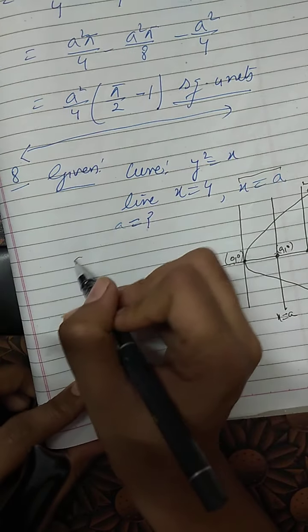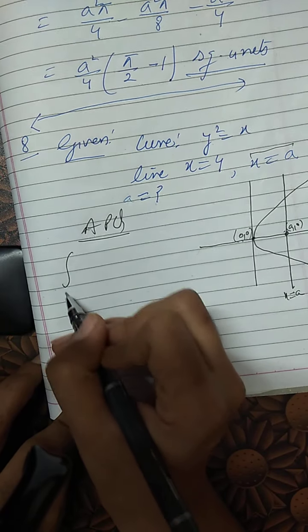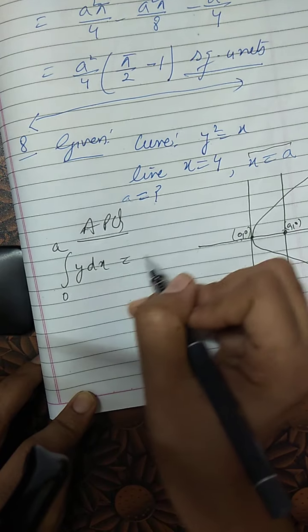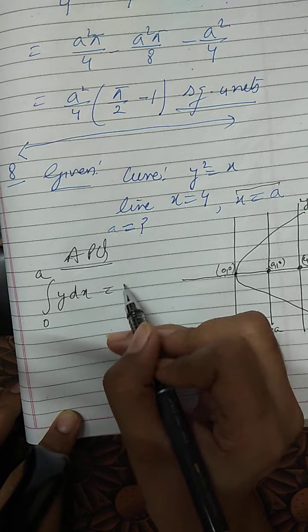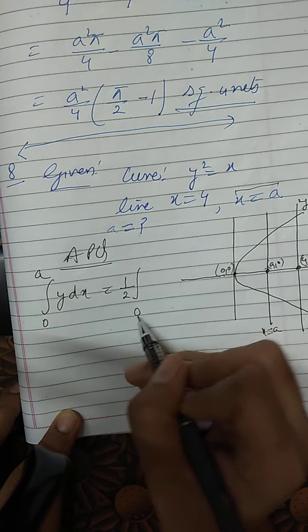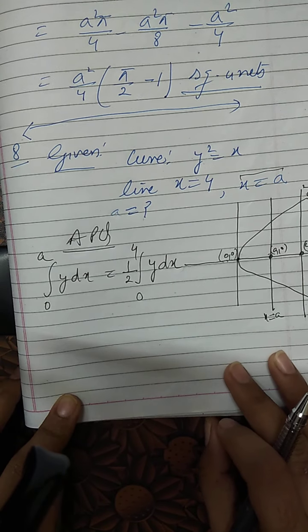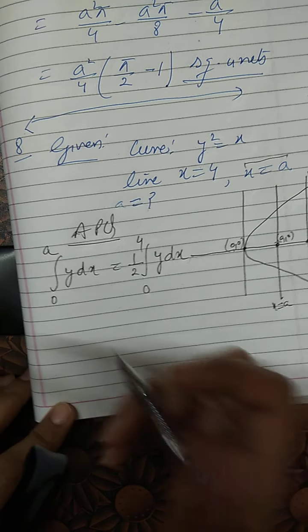So as per question, let me give you the integral. It will be integral 0 to a y dx will be equals to half of integral 0 to 4 y dx. Same function, so same rule, only limits are different and you will be getting the value of a.